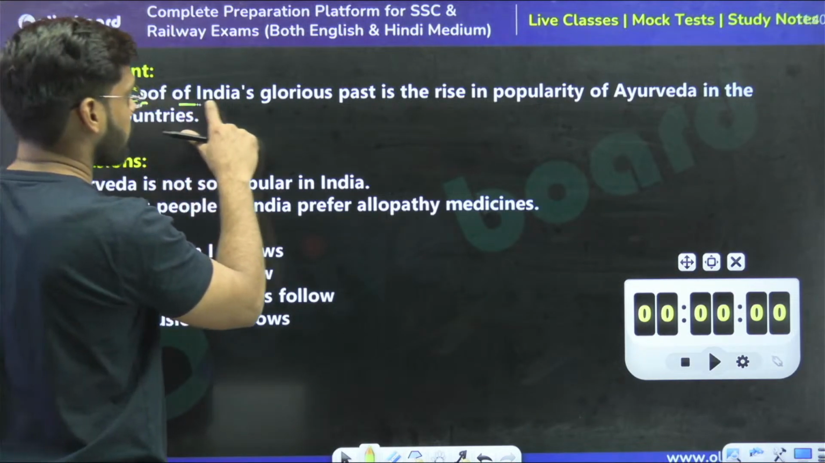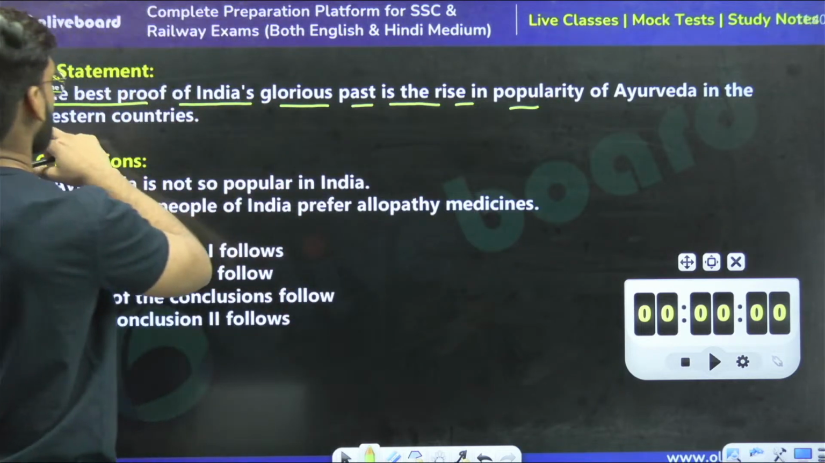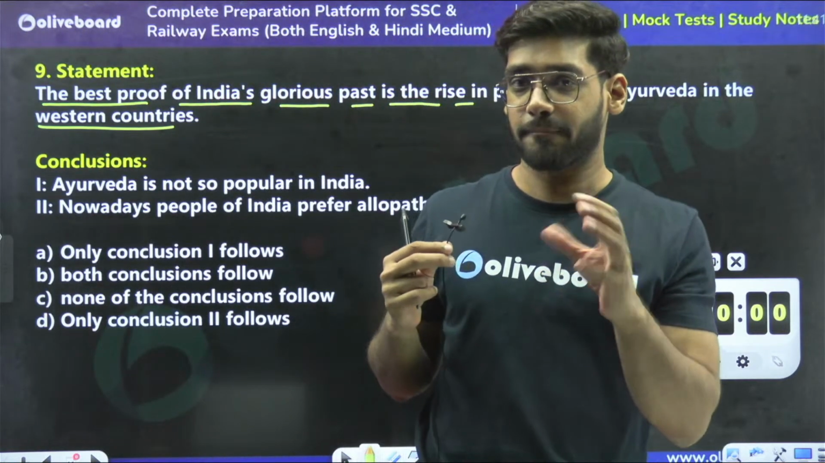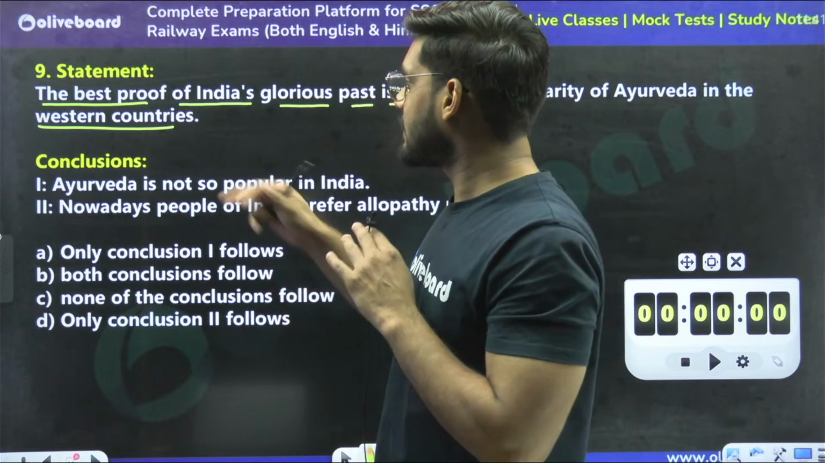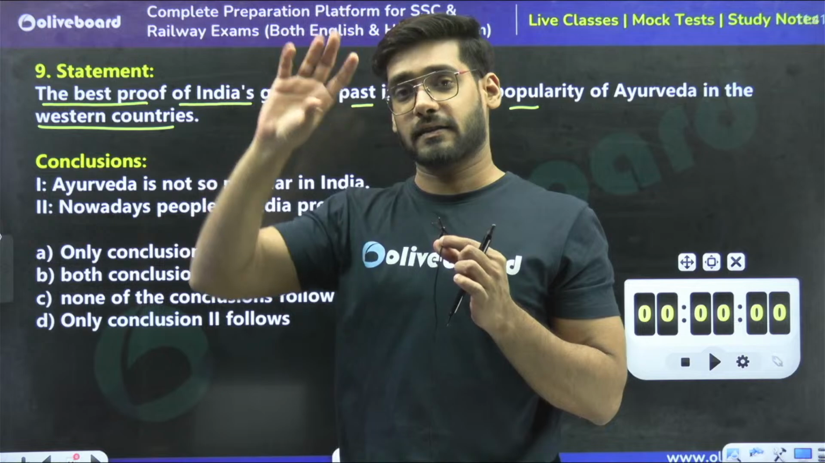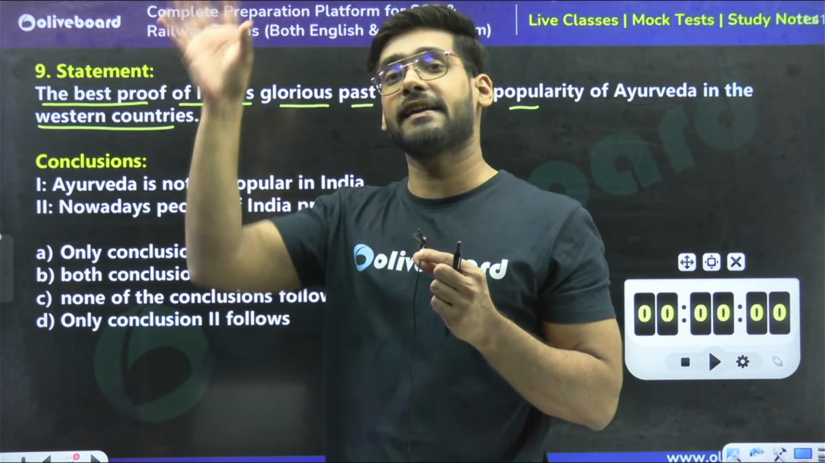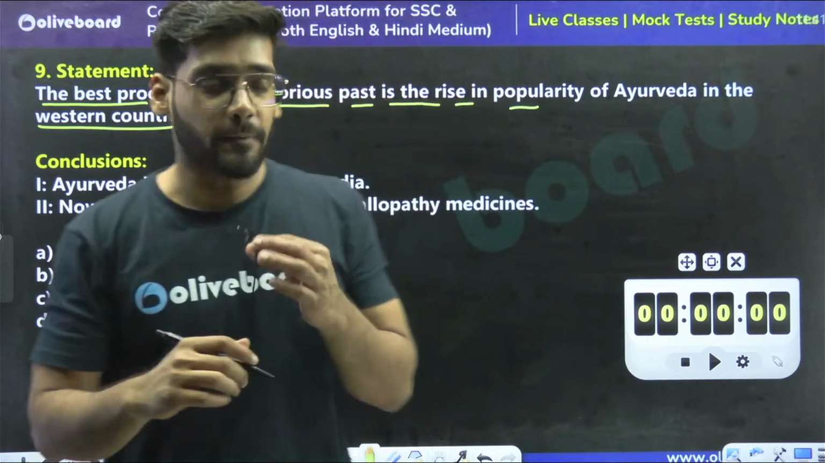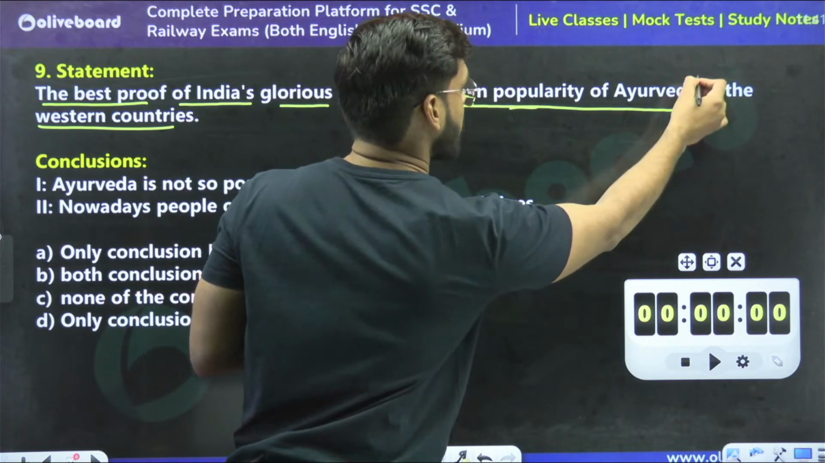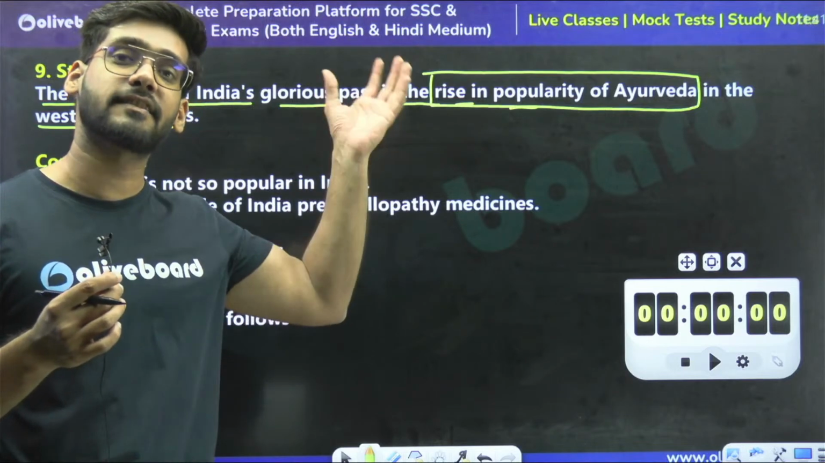The best proof of India's glorious past is the rise in popularity of Ayurveda in the Western countries. What is the statement trying to say? Please read it carefully and understand. The best proof of India's glorious past. What proof are we getting? We are getting the proof that there is a rise in the popularity of Ayurveda. So this was about our India's glorious past.